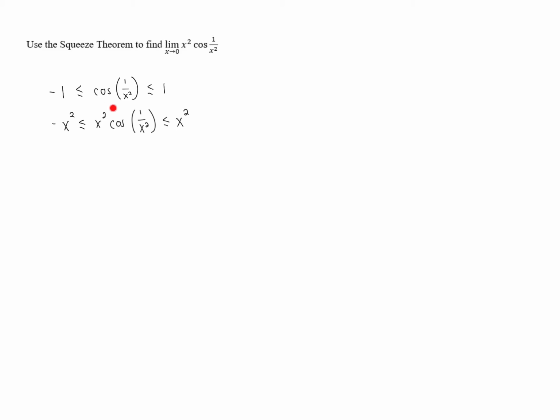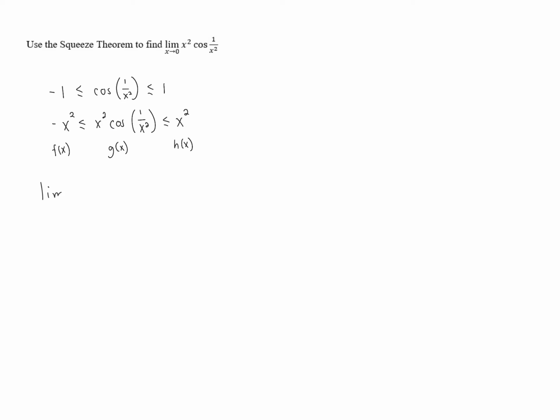And once we have this inequality, these are our functions for the squeeze theorem. The lower function, f of x, is -x squared. The higher function, h of x, is positive x squared. And then the middle function, g of x, is exactly the function that we are taking the limit of. So we know that our function is bounded or squeezed between -x squared and positive x squared. So if both of these functions have the same limit as x approaches 0, then that tells us that our function has that same limit.